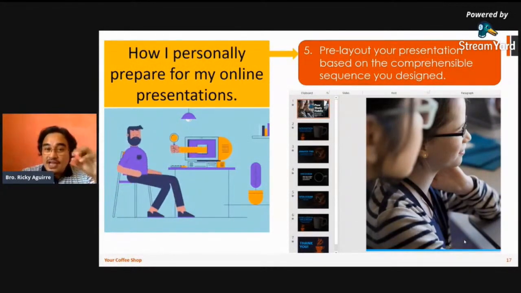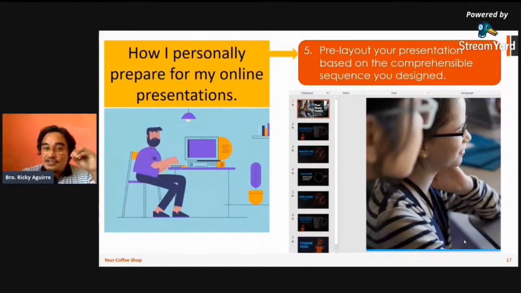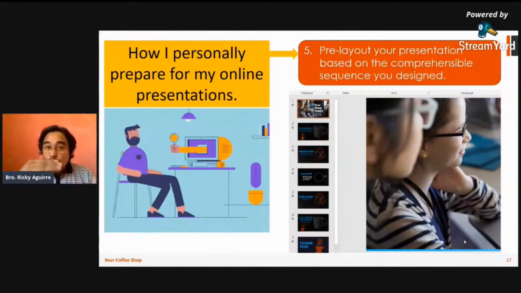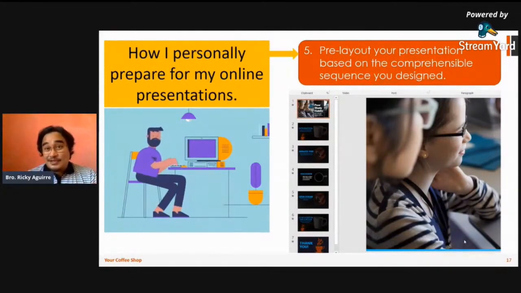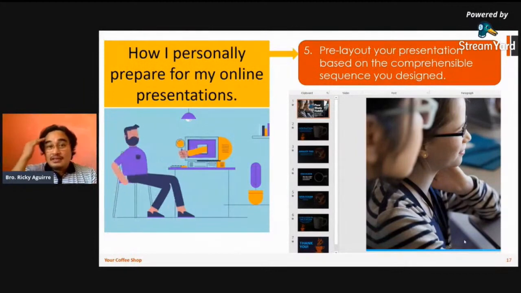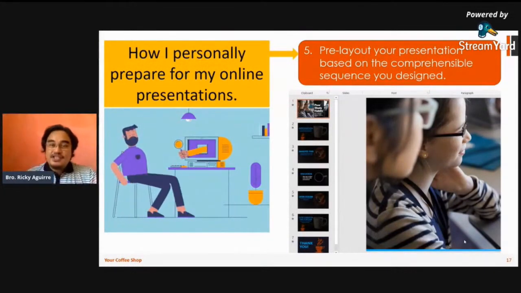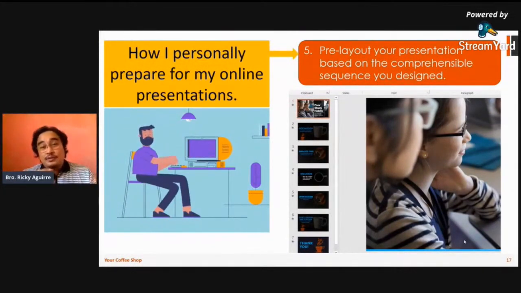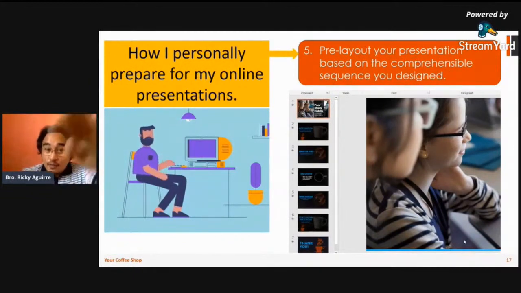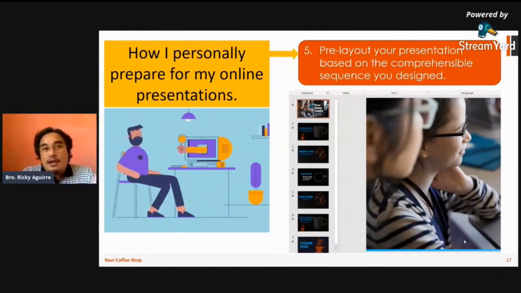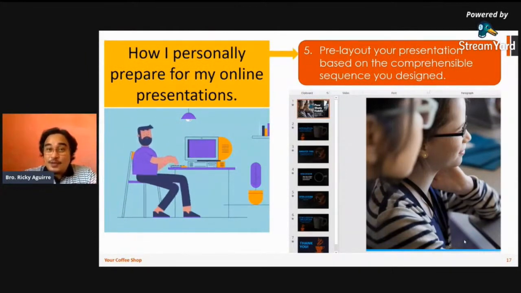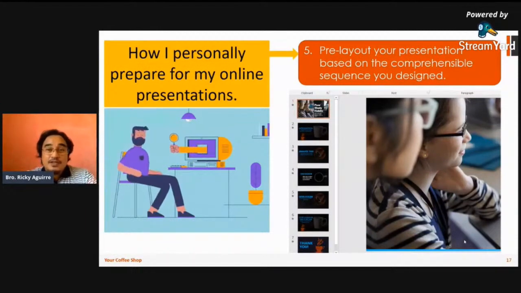So I put their introduction, analyze this, discussion, open forum, and then afterwards, once I have laid out this, I'm not going to put there the specifics. All right. So I do not start making the power presentation from slide 1, slide 2, slide 3, slide 4. No, I come up first with the whole presentation of the order, and the details will be later on. Once I have all of that, I will now come up with the details. So my fifth step will be pre-lay out my presentation based on the comprehensible sequence that I've designed.